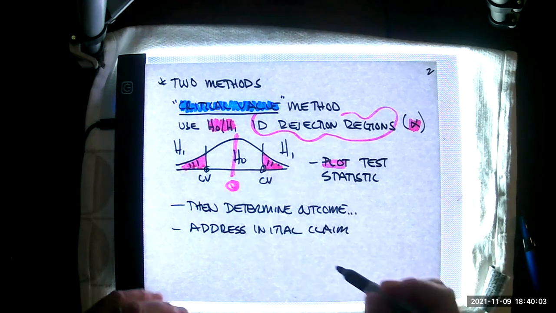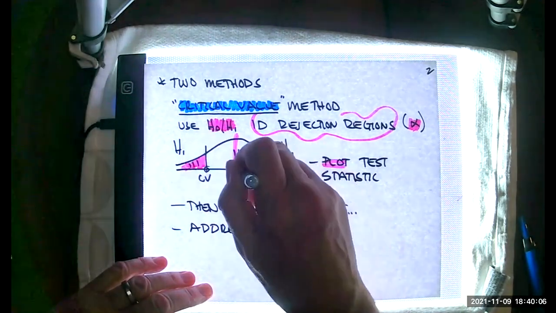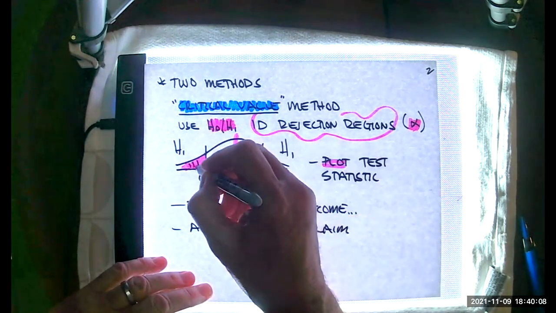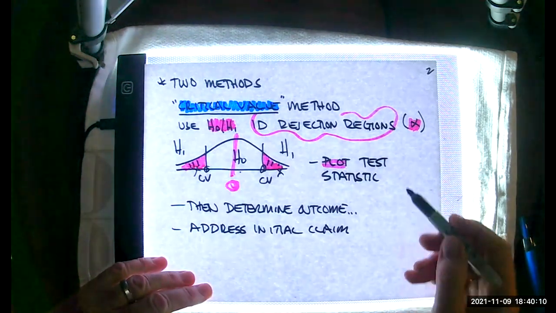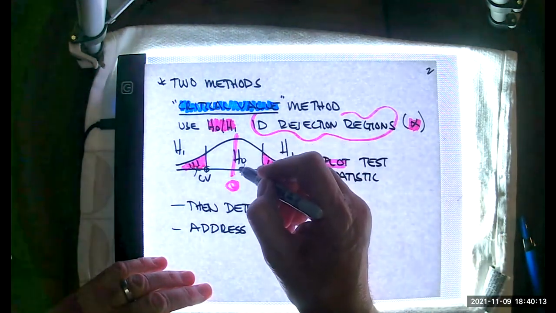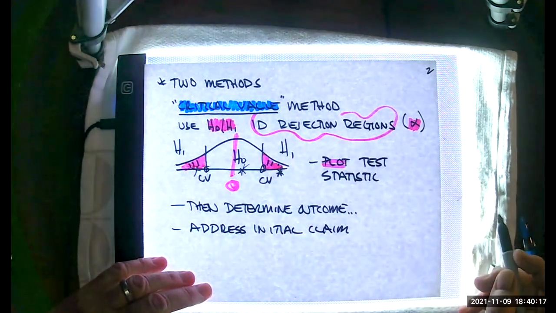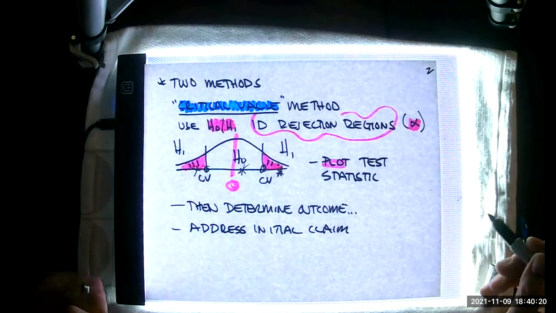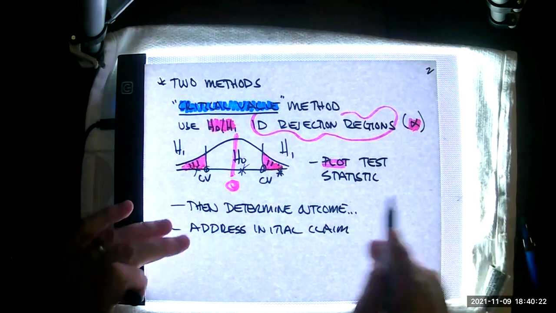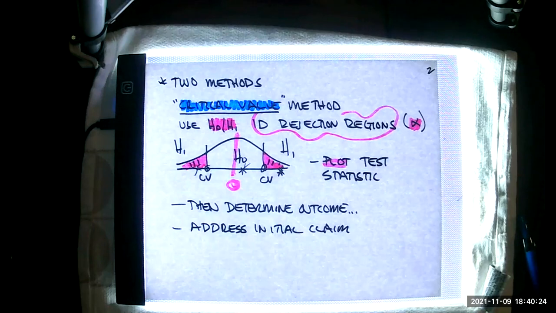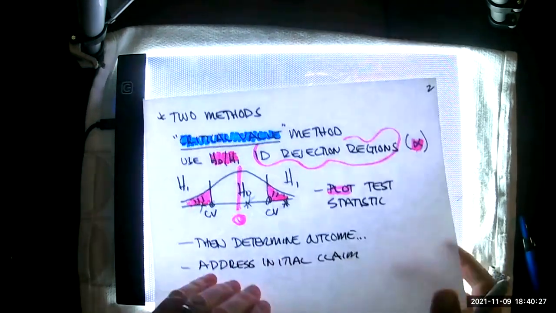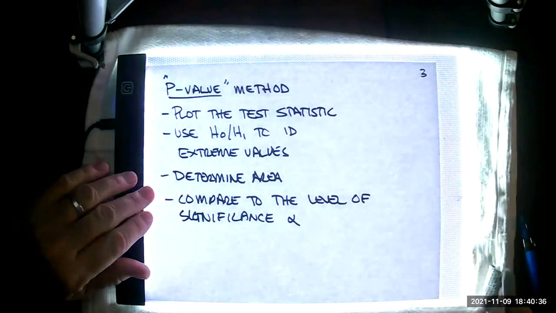Once that happens, depending on where my test statistic falls, I can go ahead and determine my outcome. I may keep the null hypothesis if the data doesn't differ too much, or I may dispense with the null hypothesis and assume the alternative is most likely true if the data differs significantly. So that's the critical value method, and it's what I start with, but it's really not the method that I or anyone who does statistics uses on a regular basis.